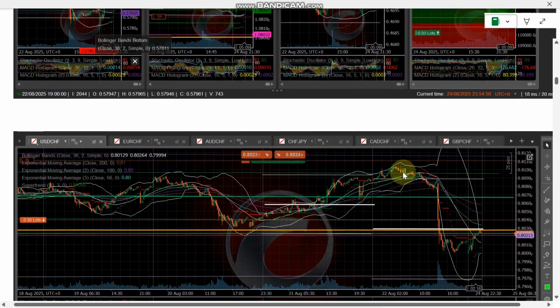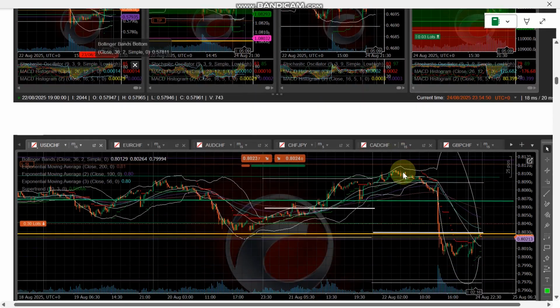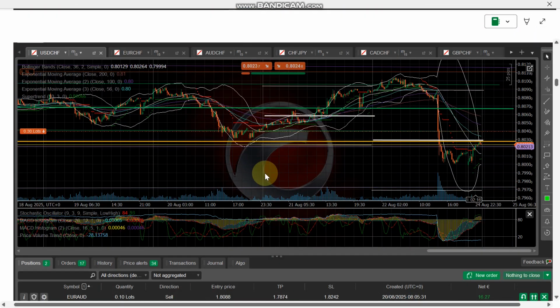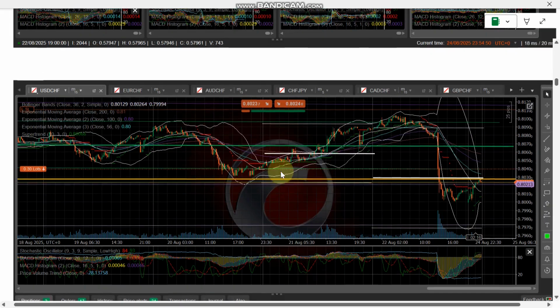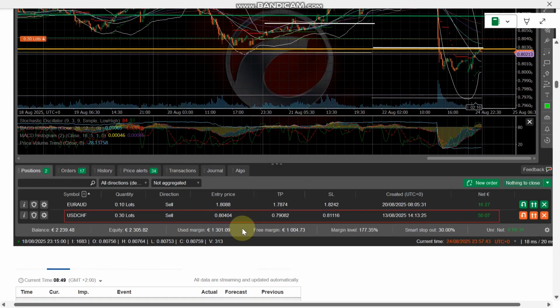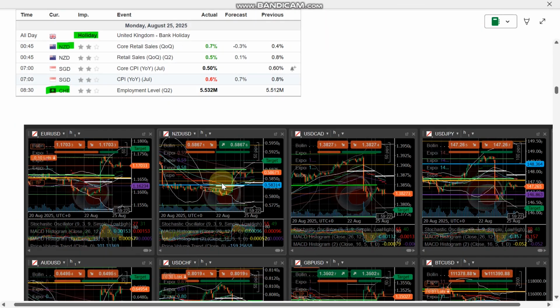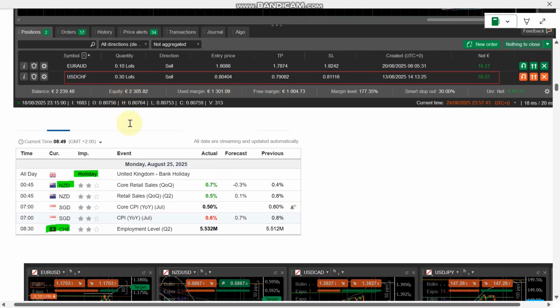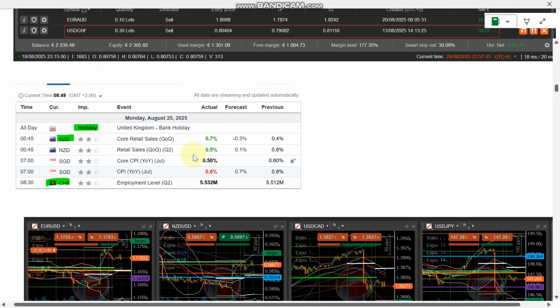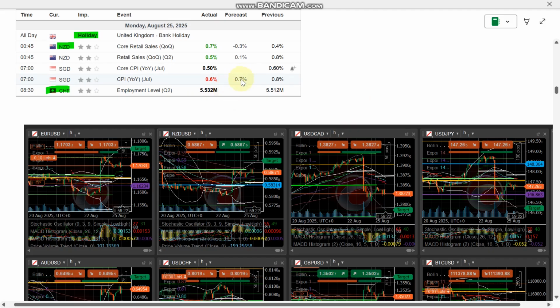Let's see, I did Euro Swiss franc for keeping an eye on. This is the US Swiss franc. To show the US Swiss franc, I made some progress. The position is still running, and I have two positions in green. But this is the news. It says bank holiday, meaning no power to push the trade to perform.